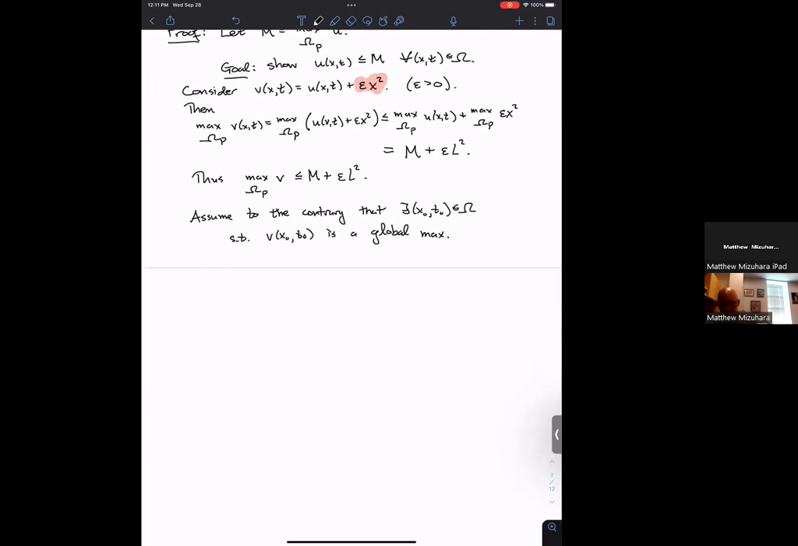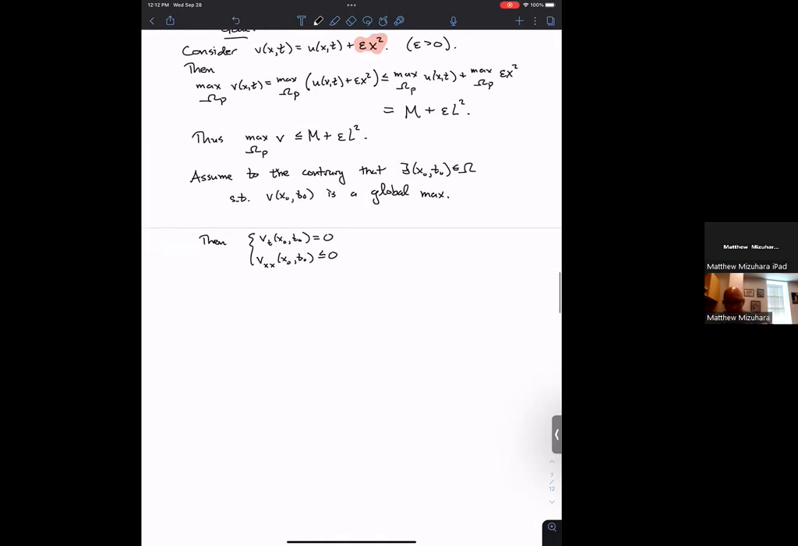And so just like before, if this truly is a global max, then the same computations we did before hold. So we know at a global max, the first derivative should be 0, and the second derivative should be less than or equal to 0, using the properties of first derivatives and the second derivative test. Now we have to be careful, because you can't say Vt equals k Vxx. Again, we don't know V solves the heat equation, so we can't actually write that down.